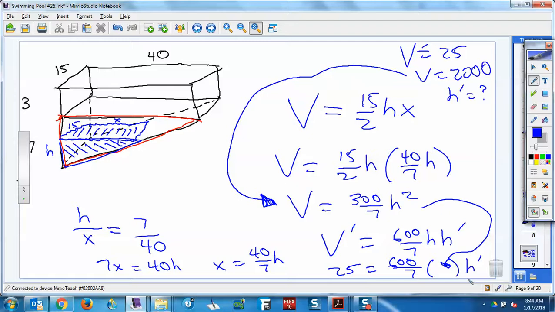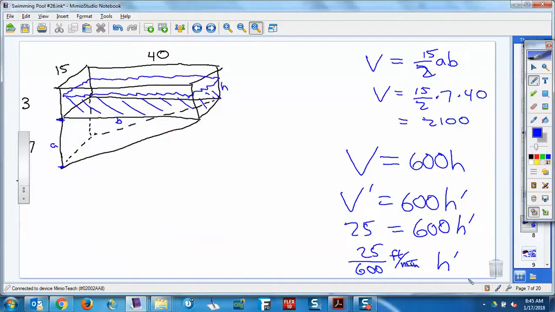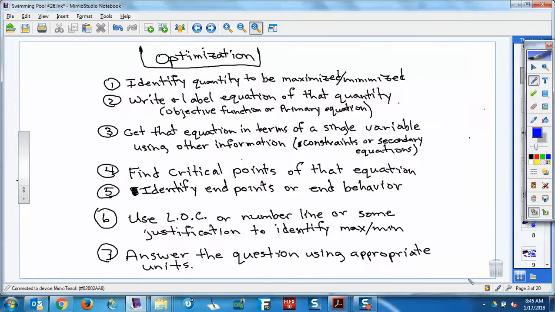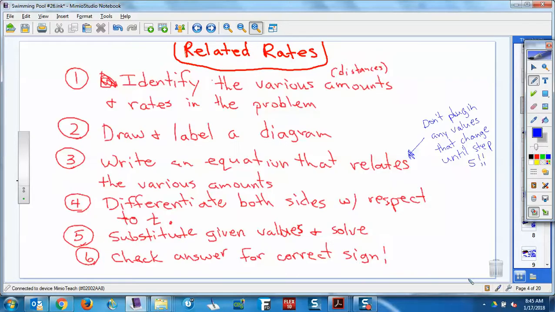Same with optimization. Some problems are pretty easy and straightforward. Some are more difficult. What makes them more difficult? Well, it's really the same in each. What makes these more difficult is when you have trouble getting the equation set up, getting the equation in terms of a single variable with the information. Once you get there, you just go through the steps. In related rates, identifying the various rates, drawing and labeling, fine. But right here, write an equation that relates the various amounts, and that was what was tricky in that one.